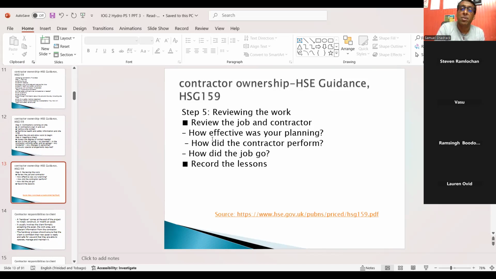Reviewing the work, review the job and contractor. How effective was your planning? How did the contractor perform? How did the job go? And any lessons learned, etc.